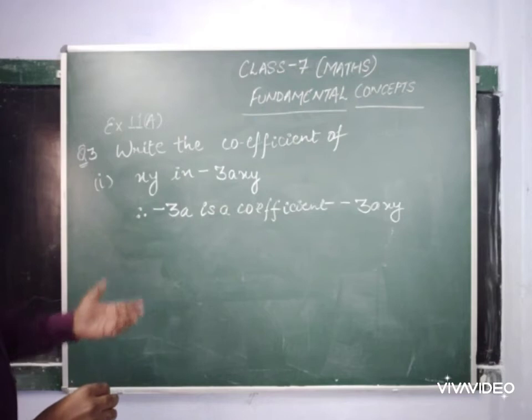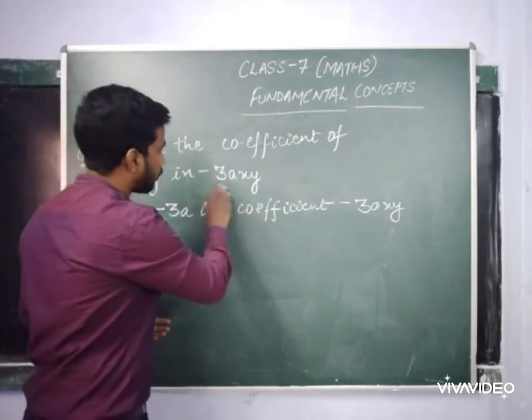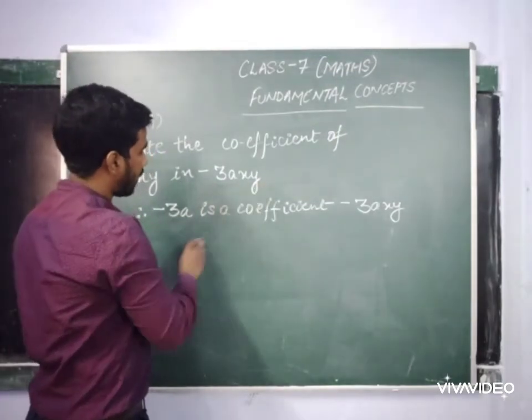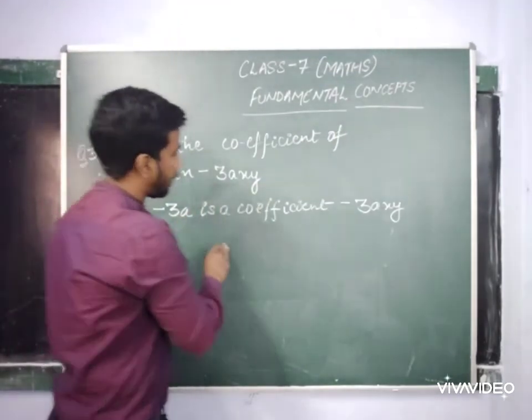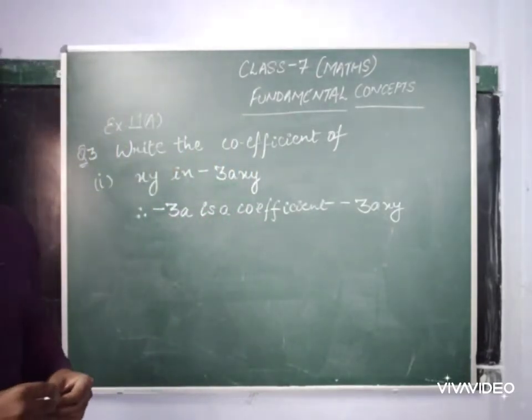Again, what is the coefficient? It is a factor or a group of factors of the following term. So this is the term and minus 3a is a factor of this term. Clear? Take a look.